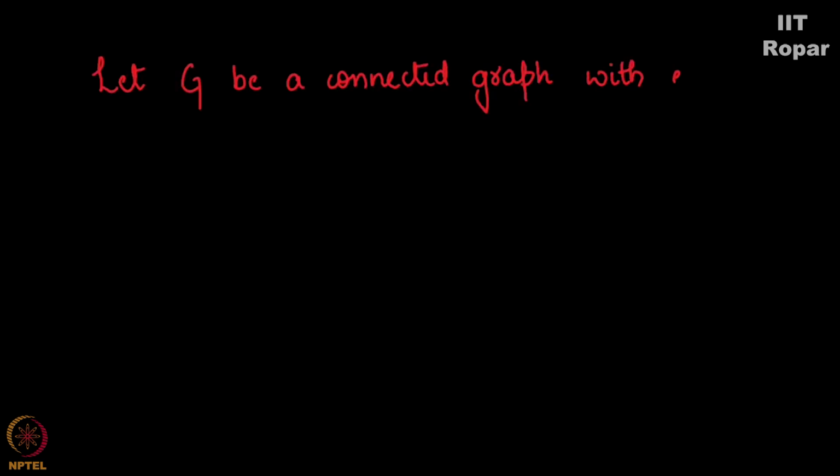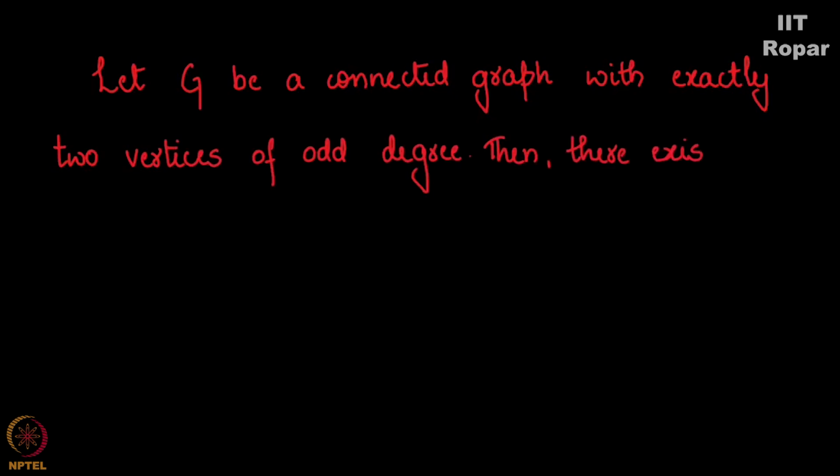Let us now see a cute result which follows from what the professor has taught in the previous video. It was a lengthy theorem. Let us now see a cute result based on that. Let G be a connected graph with exactly two vertices of odd degree. Then there exists an open Eulerian trail.